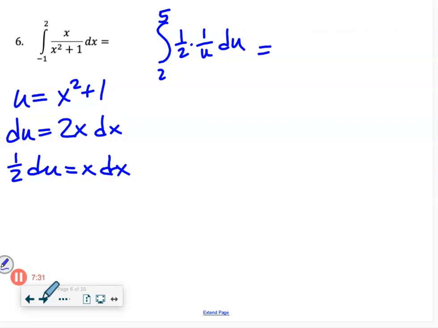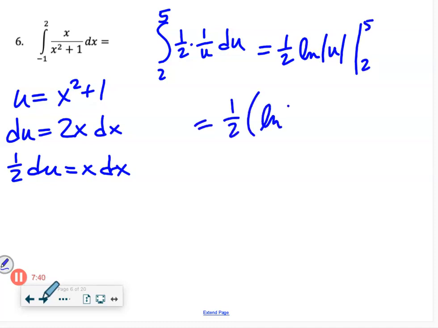So you end up with 1 half ln absolute u from 2 to 5, though you really don't need the absolute value. ln 5 minus ln 2. I don't know how they wrote it. Did they write it as 5 halves? Okay. Remember, when you're subtracting logs, you divide the arguments.